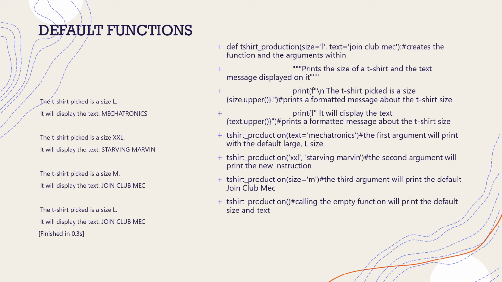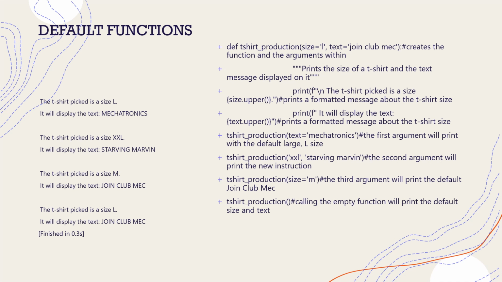And on this slide, now we have a function, but this time we have default values. The function is designed to have large as the default size and join club mech as the default text. So I have 4 different iterations here of how to call it. In the first case, I just use the text Mechatronics, so it'll just change the text to print out Mechatronics, but this time it will come with the default size, which is large.